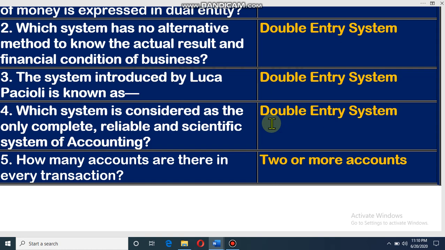In every transaction there are two parties. One party will receive the benefit and another party will give the benefit, and the receiver of the benefit will be debited and the giver of the benefit will be credited. This is the basic principle of the double entry system.